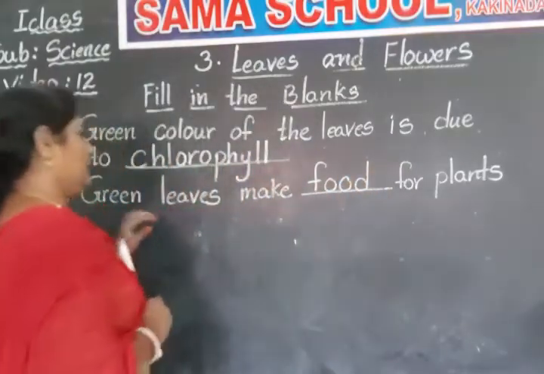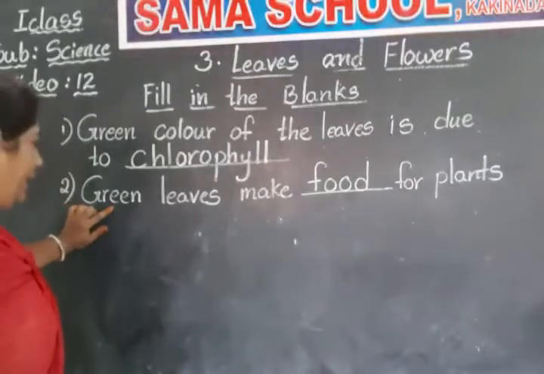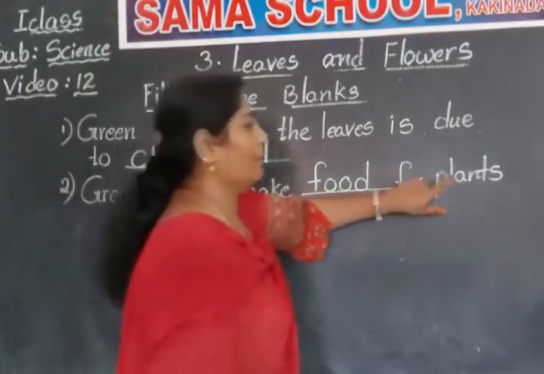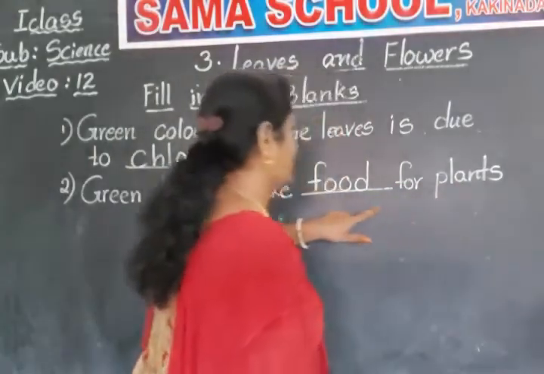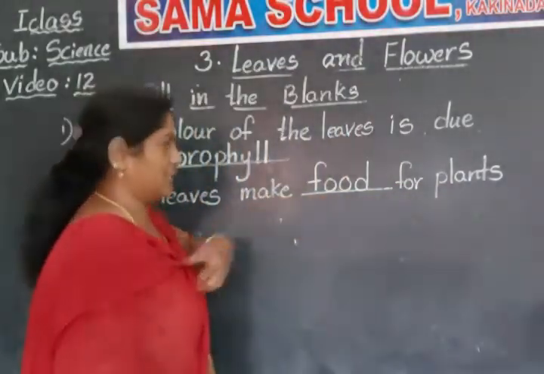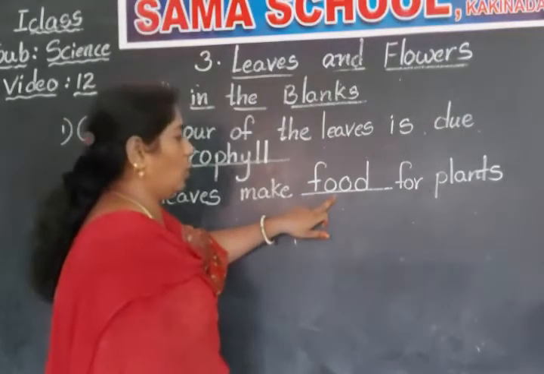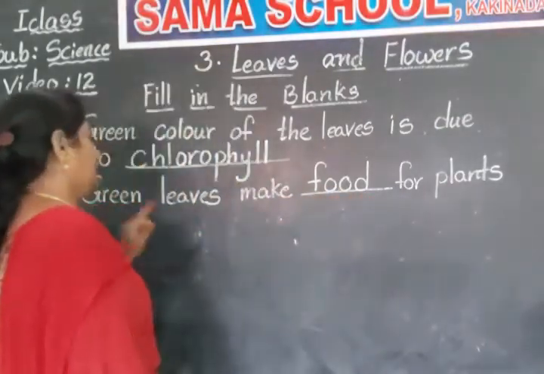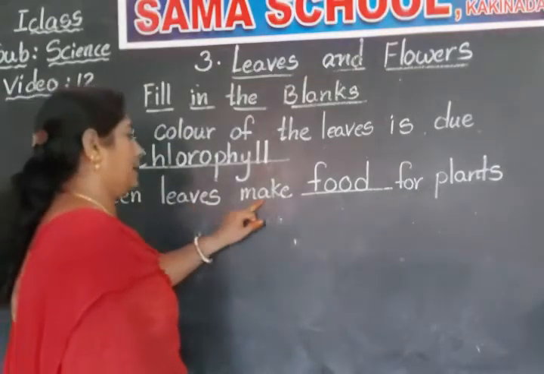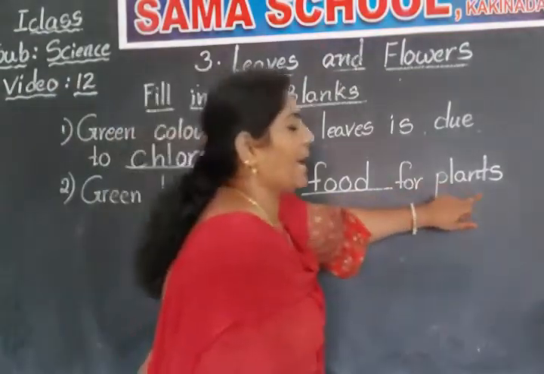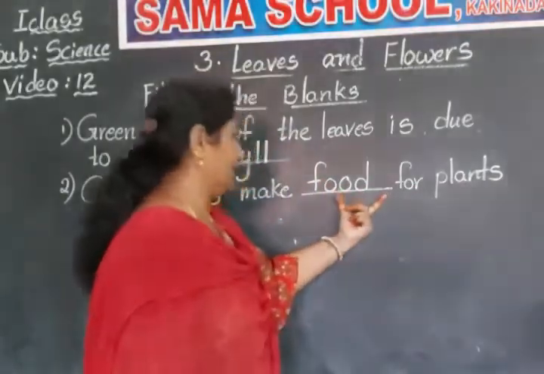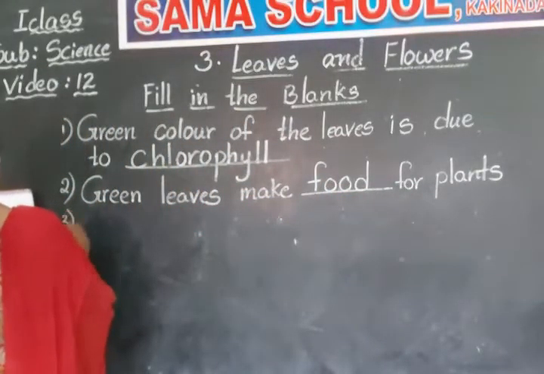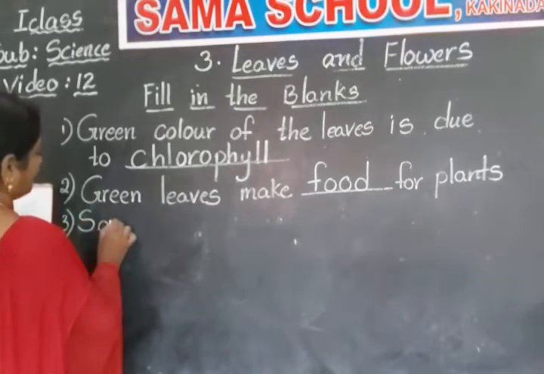Food. See children, green leaves make dash for plants. What does it prepare? It prepares food. F O O D. Food. Okay. Third one.